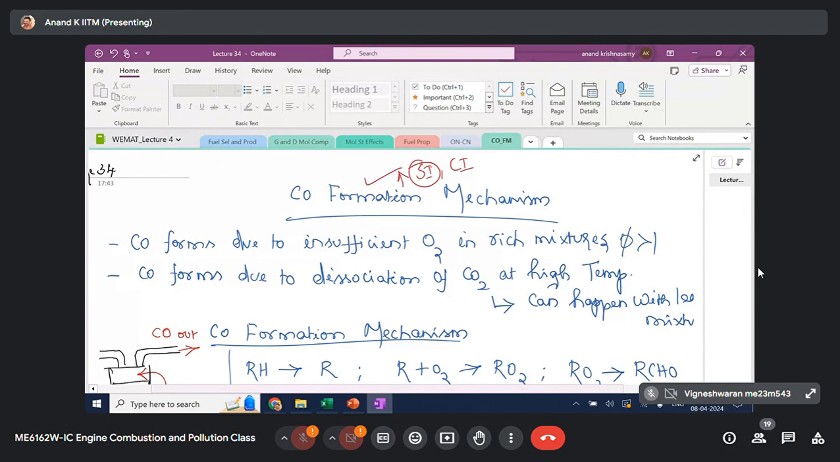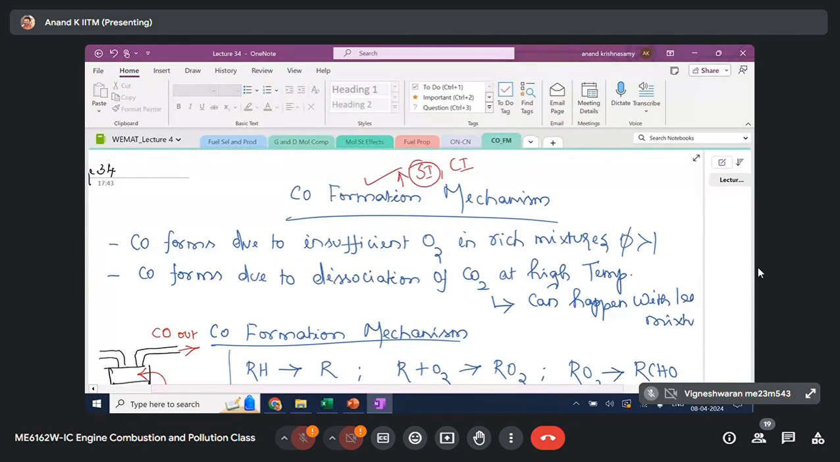SI engine operating Phi is close to stoichiometry or rich, even rich. That is causing high CO levels, up to 200 gram per kg, the typical concentration levels we have discussed. In CI engines the levels are less. You have excess air, so oxygen availability is ensured in CI engines.